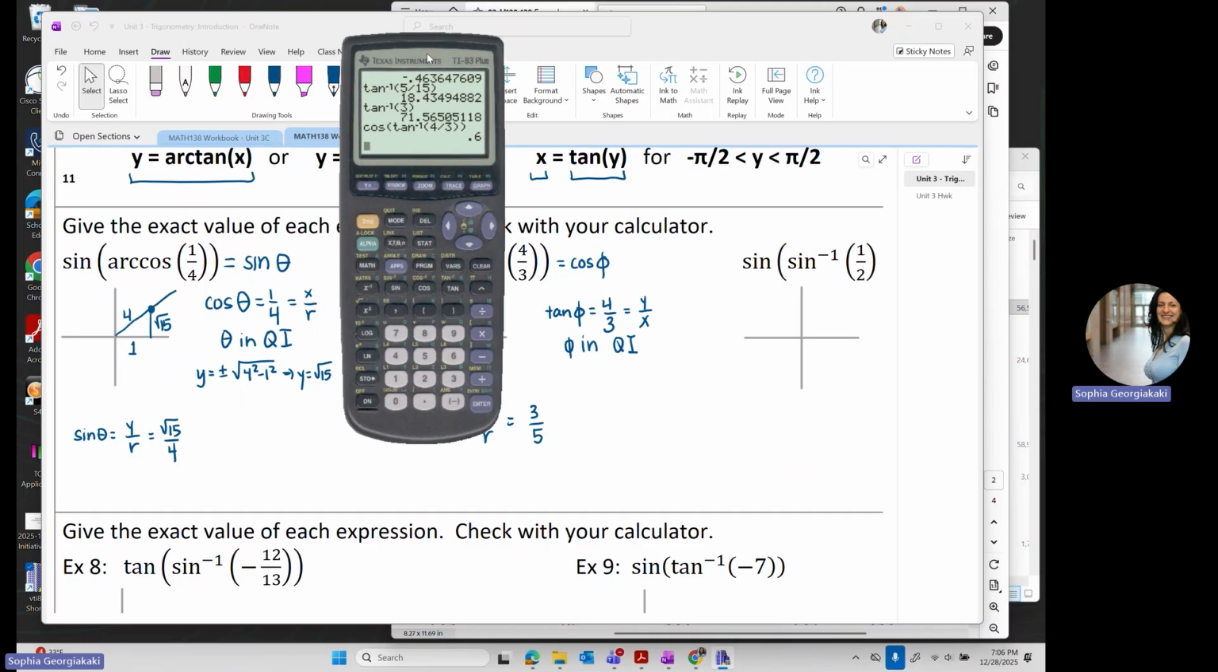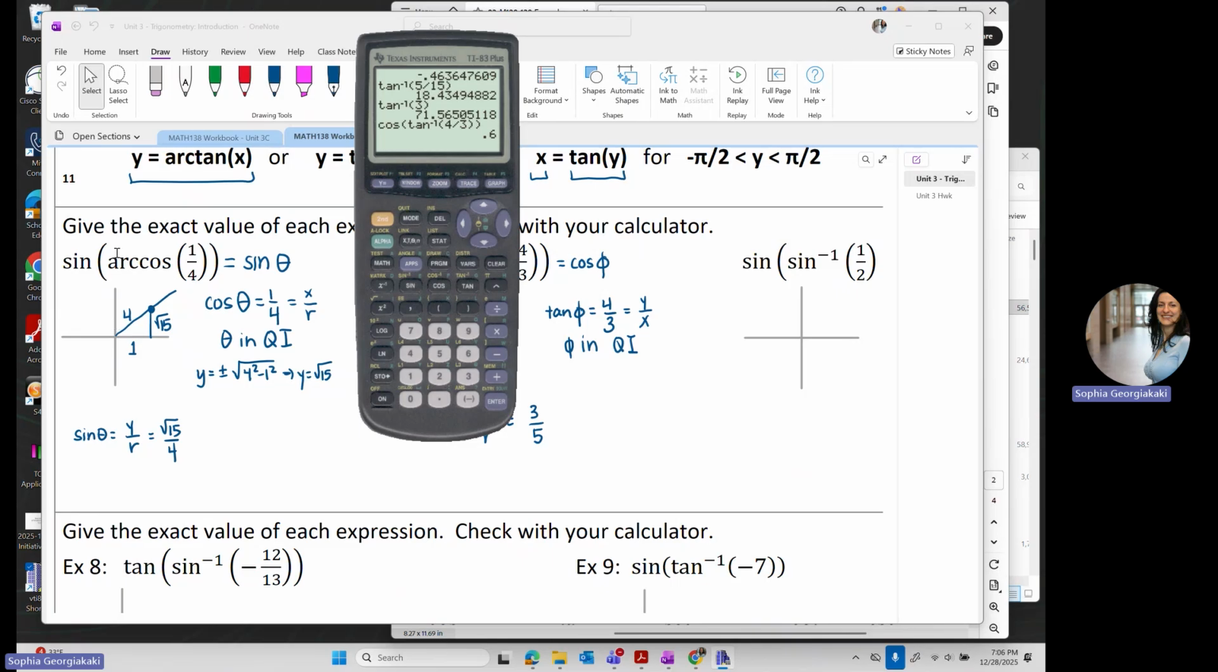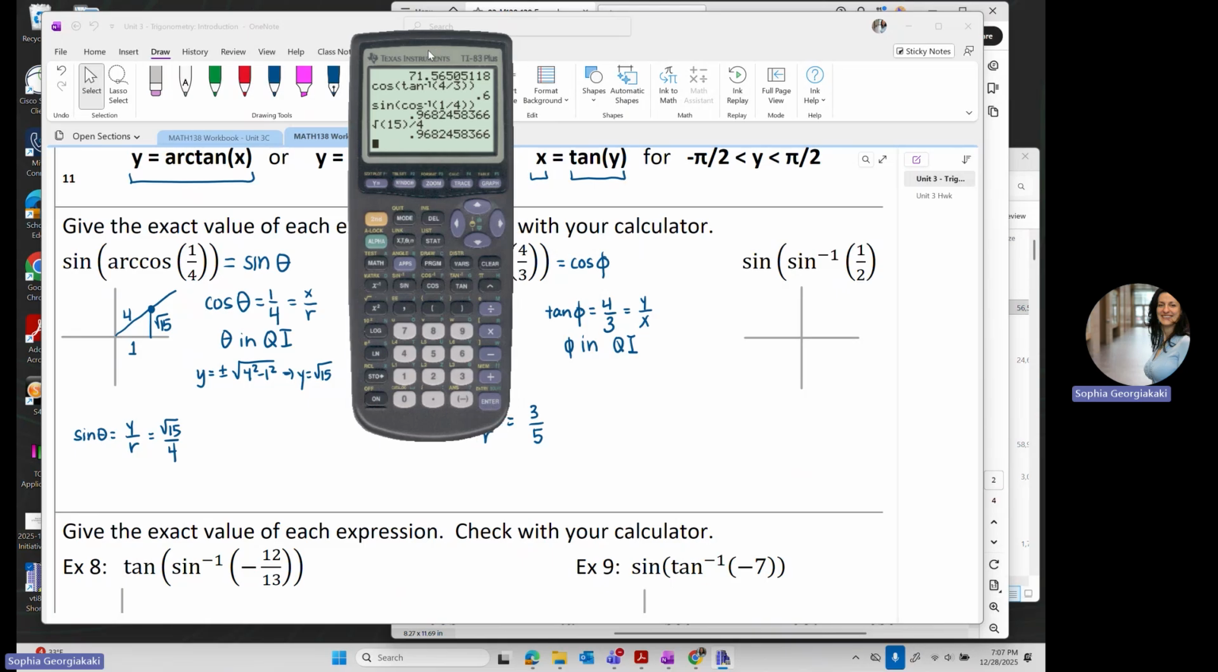How would I work if I wanted to check my answer here using my calculator? If I do the sine of the inverse cosine of 1/4, I will see a number that is irrational, and I don't know if it is equal to the square root of 15 over 4. However, if I check how much is my answer, square root of 15 divided by 4, if I have done a good job, it should be identical to the answer that the calculator gave for the trigonometric expression.